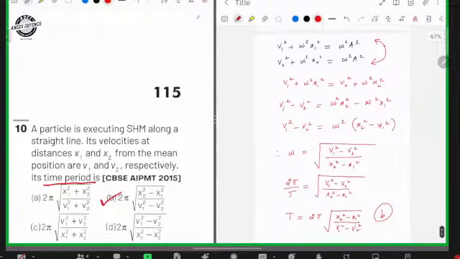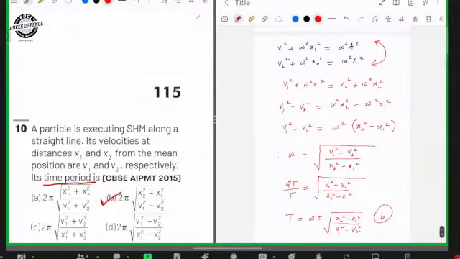So have you understood how to solve this? Very simple. It just takes a lot of algebra, but it can be solved. You can eliminate the steps also if you know algebra.